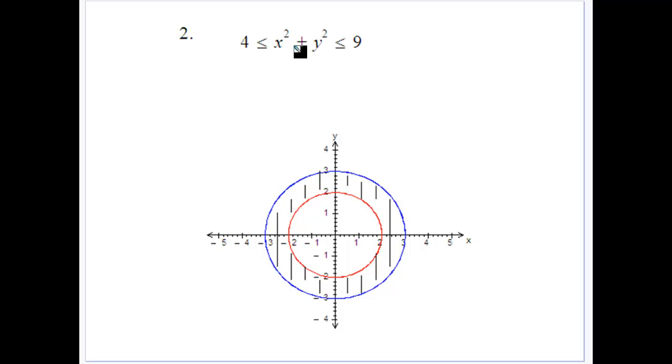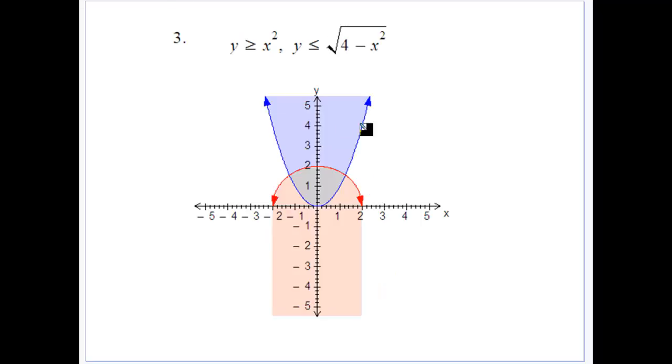X squared plus y squared is greater than or equal to 4 would be the outside of that circle, radius 2. X squared plus y squared less than or equal to 9 would be the circle radius 3 and inside. So it's going to be between those two circles. So that's where the shading comes in there. X squared plus y squared is between the circles of radius 2 and radius 3.